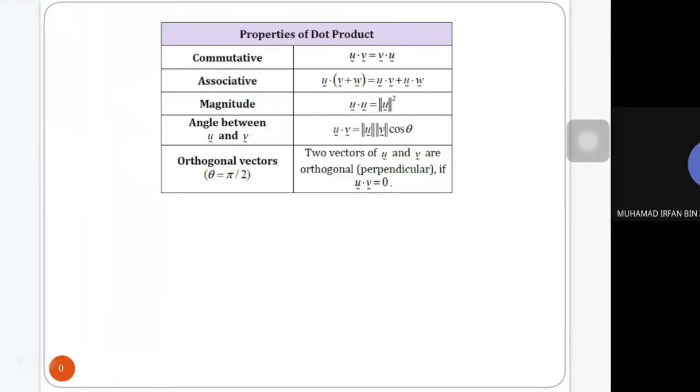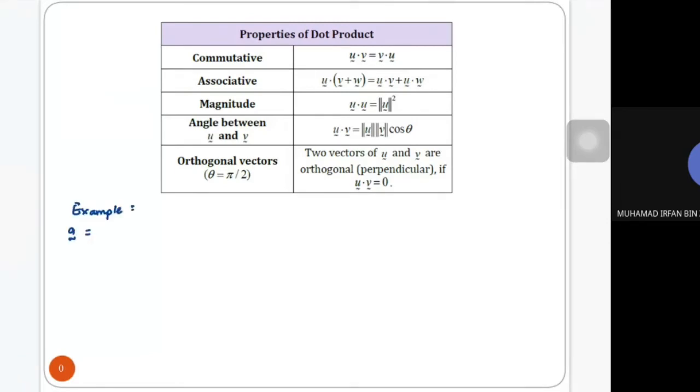There are some properties of the dot product. Number one is commutative. The dot product satisfies the commutative property, which is u dot v is equal to v dot u. So if you do the dot product either way, you will get the same answer.